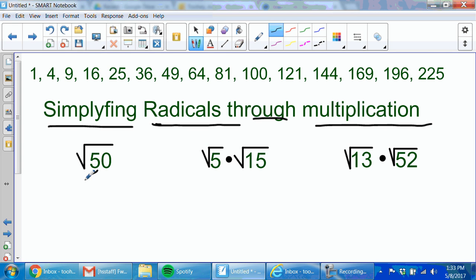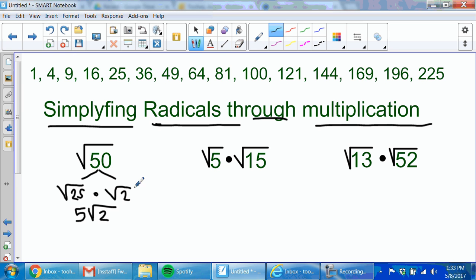So I'm going to break it up into the square root of 25 times the square root of 2. Now, the square root of 25 can reduce into just 5. And the square root of 2 cannot be reduced because it can only be divided by 1 as a perfect square. So we would just leave this to be simplified as 5 root 2, or you could also say 5 radical 2.